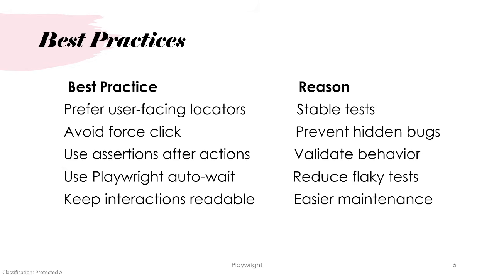Best practice: prefer user-facing locators. Stable tests avoid false clicks and prevent hidden bugs. Use assertions after actions to validate behavior. Use Playwright auto-waiting. Reduce flaky tests. Keep interactions readable. Ease maintenance.